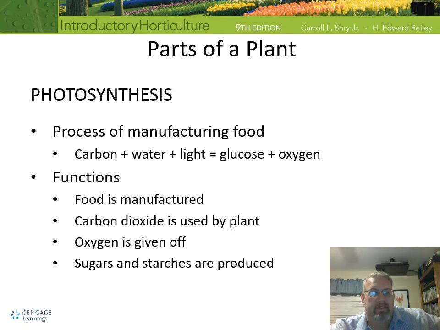Basically, this is utilizing the carbon dioxide. This is where you start to sequester carbon, where you start to put it into the system and keep it in the system.